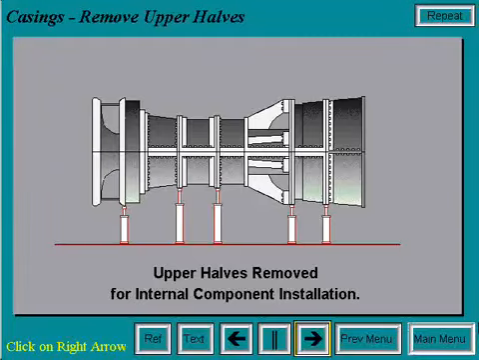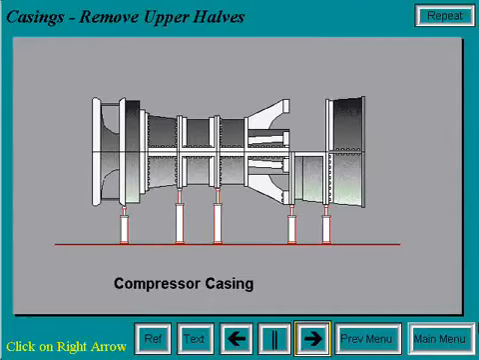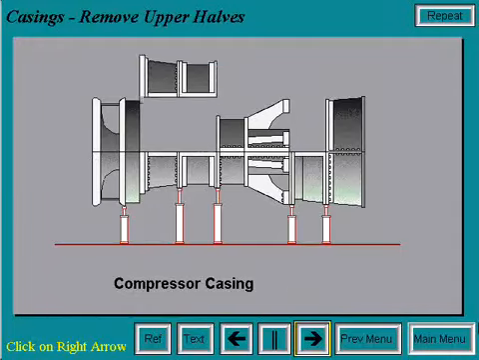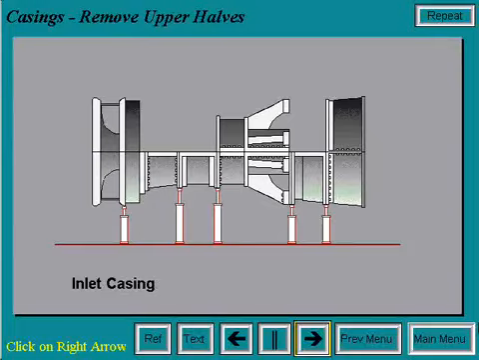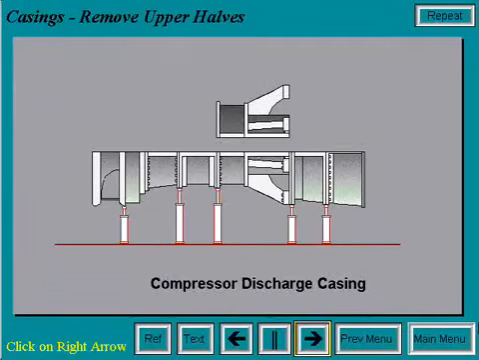As you know, the upper halves of the casings are removed to allow for internal component installation. All vertical and horizontal bolts are removed, and the casings are lifted off one at a time in the following sequence. First the turbine shell, then the compressor casing, then the inlet casing, then the exhaust casing, and finally the compressor discharge casing.